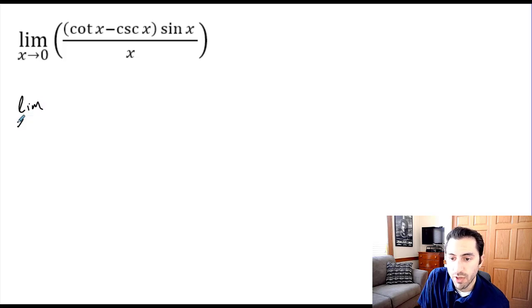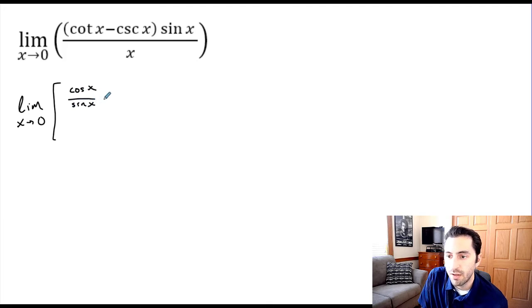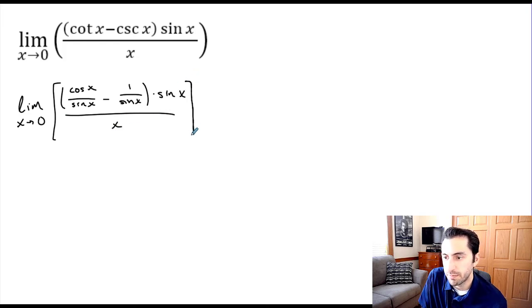So we still have our limit out front, and now we're going to rewrite this all in terms of sine and cosine. So cotangent, that's equal to the cosine divided by the sine. And then cosecant is 1 divided by sine. And these are still in parentheses here. We're multiplying by the sine of x. And then this is all over the x in the denominator. So these two fractions I end up with, they do have a common denominator of sine of x, so we can bring those together.